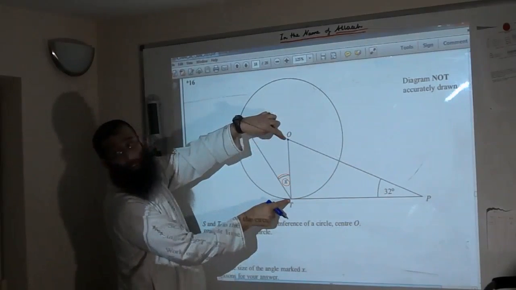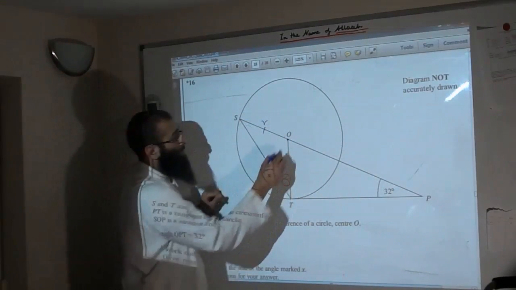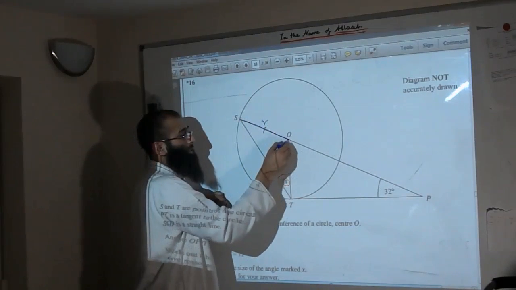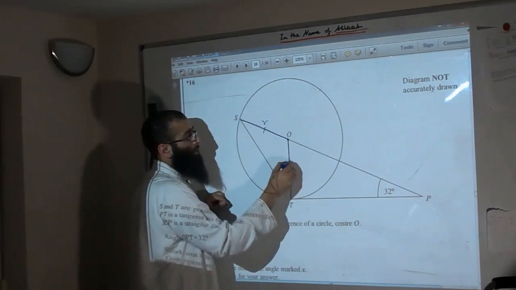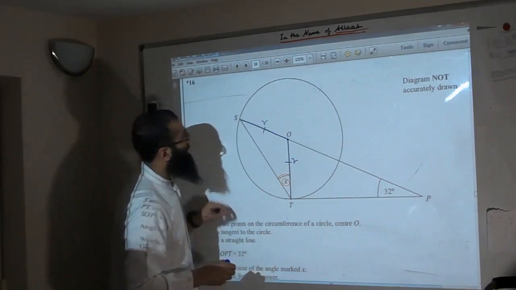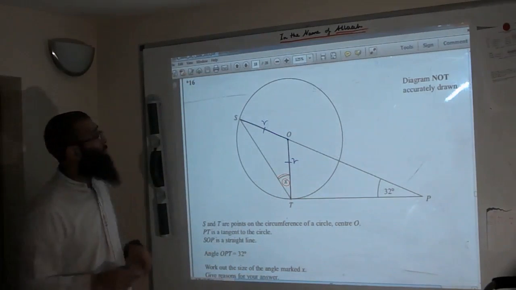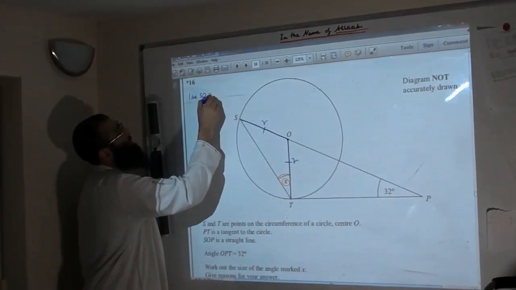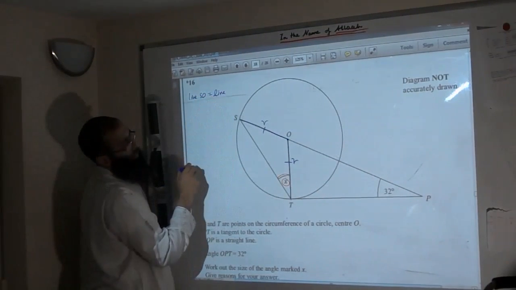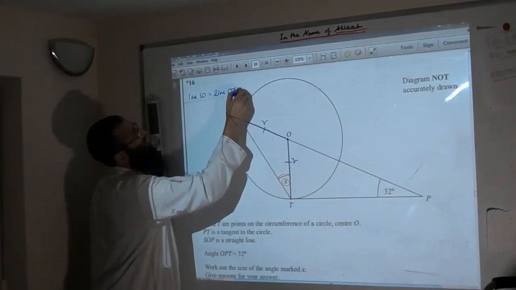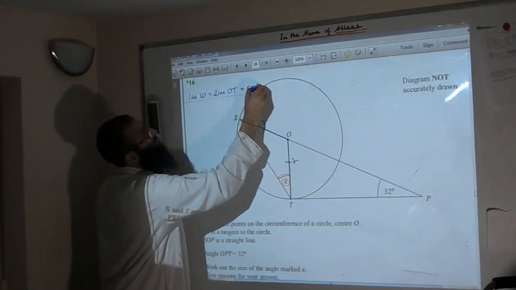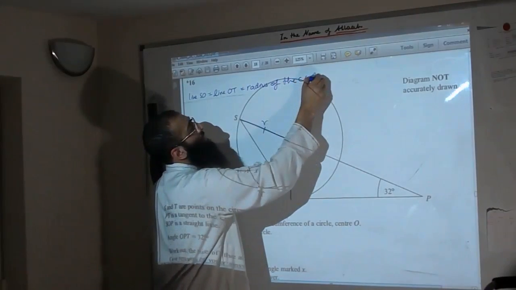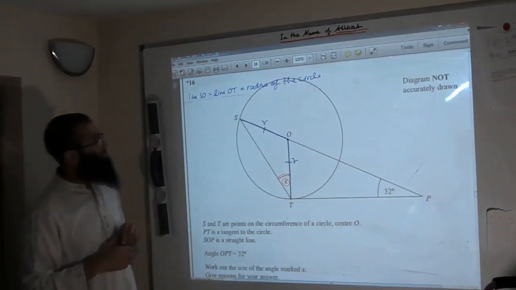And is this part also the radius? Yeah, because it's coming from the center. So this part I'm going to label in. This part is the same as that part. That's also the radius. So those two are equal lengths. So we can make a statement: line SO is equal to line OT. OT equals the radius. That's why they're equal, because they are the radius of the circle.